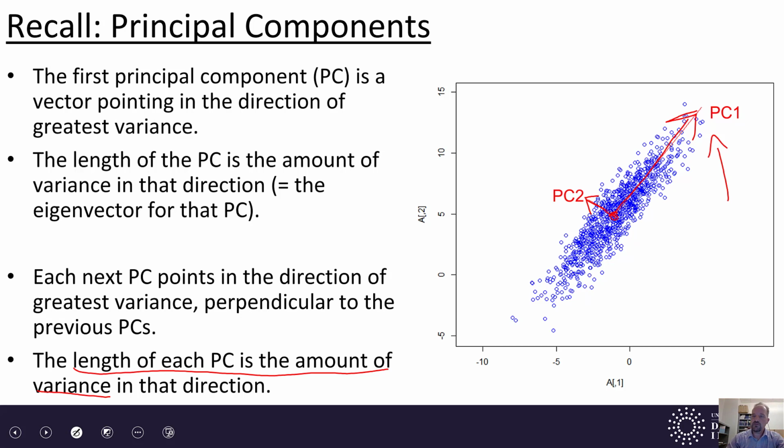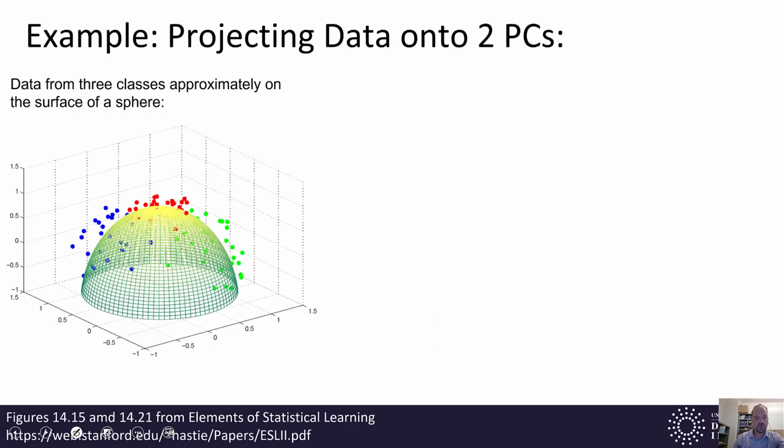And remember, the principal components can be computed as the eigenvectors of the covariance matrix for your data, and then the amount of variance in each direction are the eigenvalues that are associated with those. And we can think about the principal components as giving us the direction in the span of the ellipses if we're modeling our data as a multivariate random normal variable.